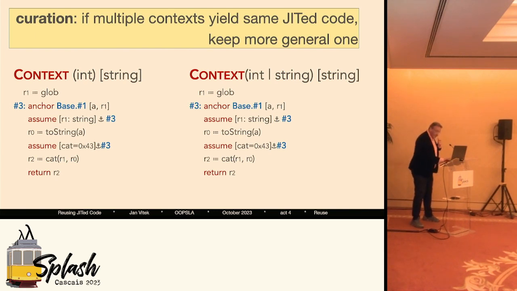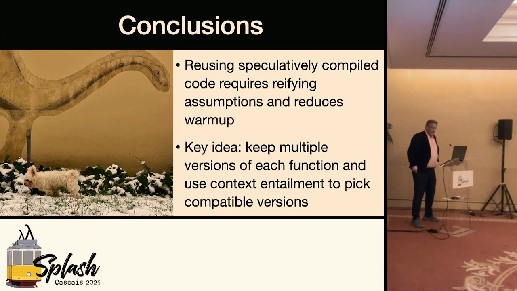So to conclude, you can reuse jitted code, and that will reduce your warm-up time. And the key idea here, and what makes our work different from previous work, is we keep many, many versions of a function, and we find the most applicable version for the context in which you're running.